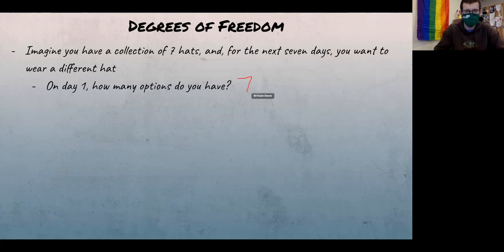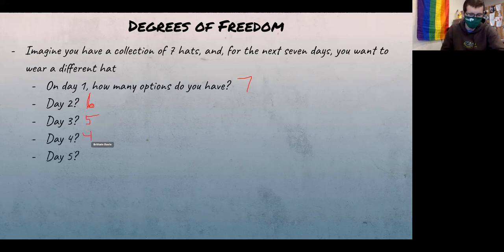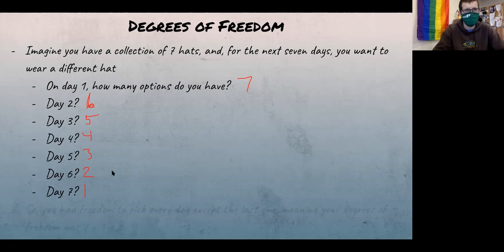7. You can pick any one of those 7. So this is going to get redundant. Day 2, you've already worn one of the hats, so now you can only pick from 6. Then 4, then, all right, on the second to last day, you got to 2. Now, on the last day, how many choices do you have? 1. Do you really have a choice at that point? No. I mean, if you're sticking to this idea of wearing different hats every day, then you're down to the last one. You have to wear that last hat.